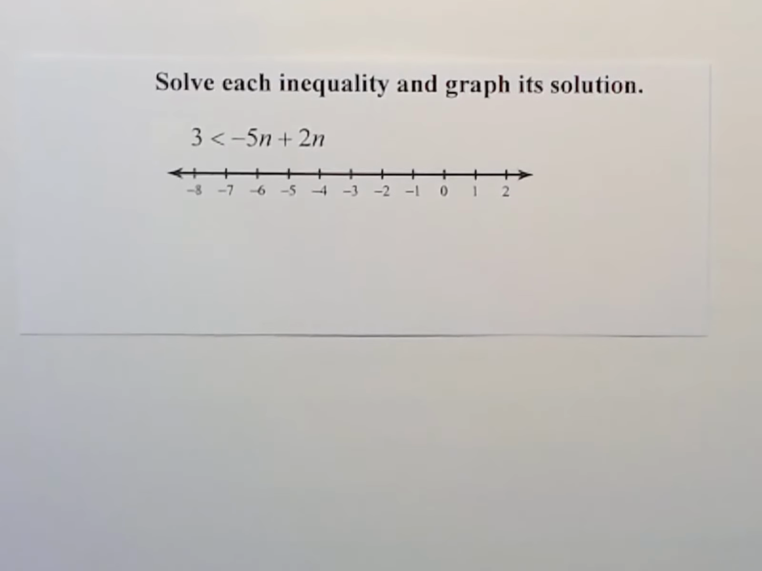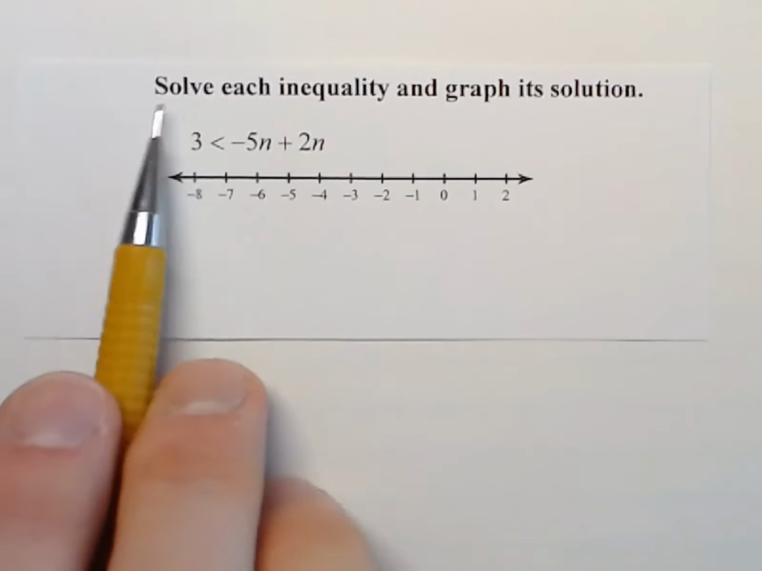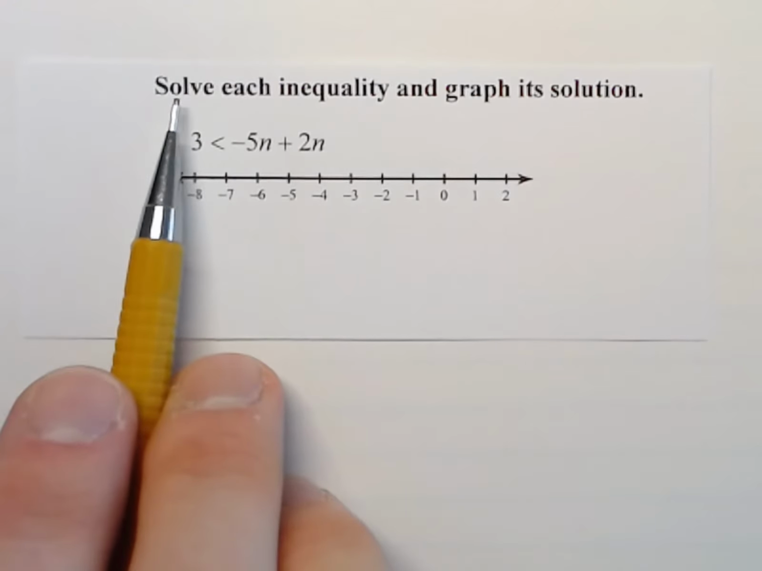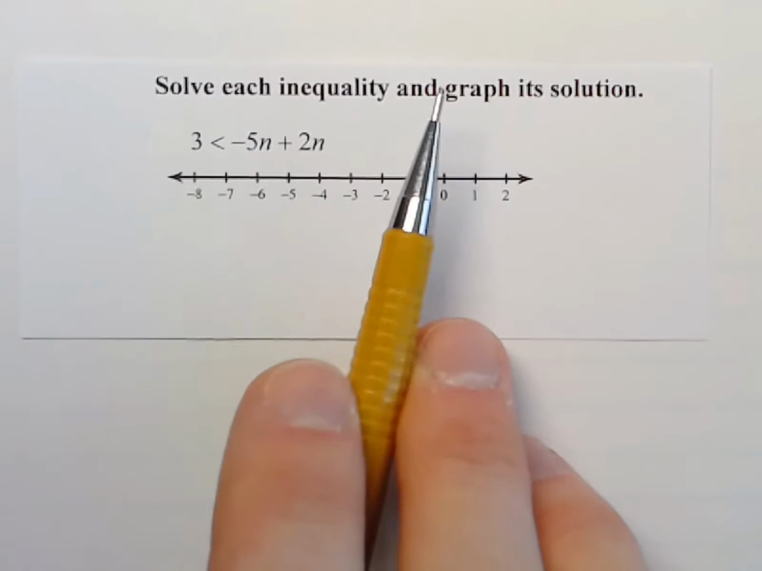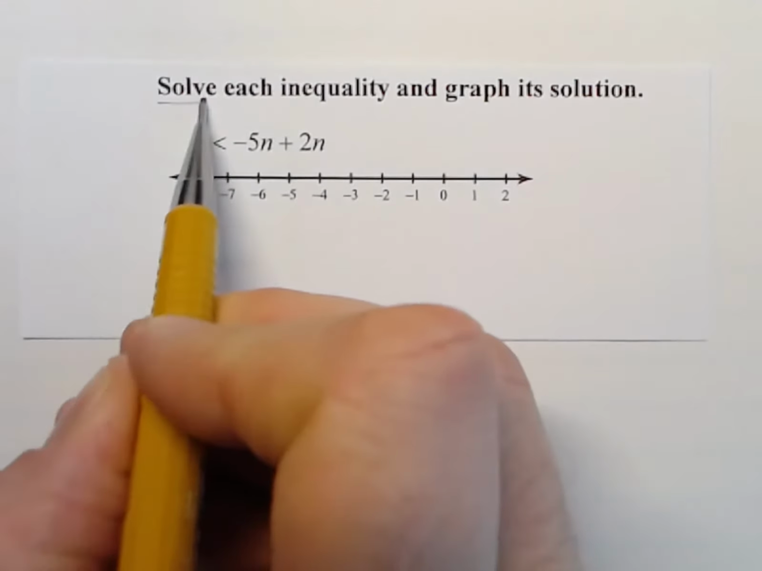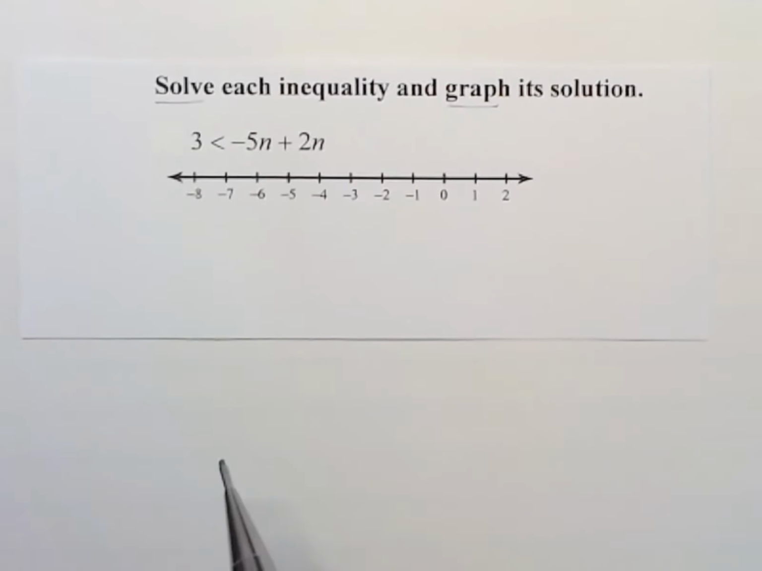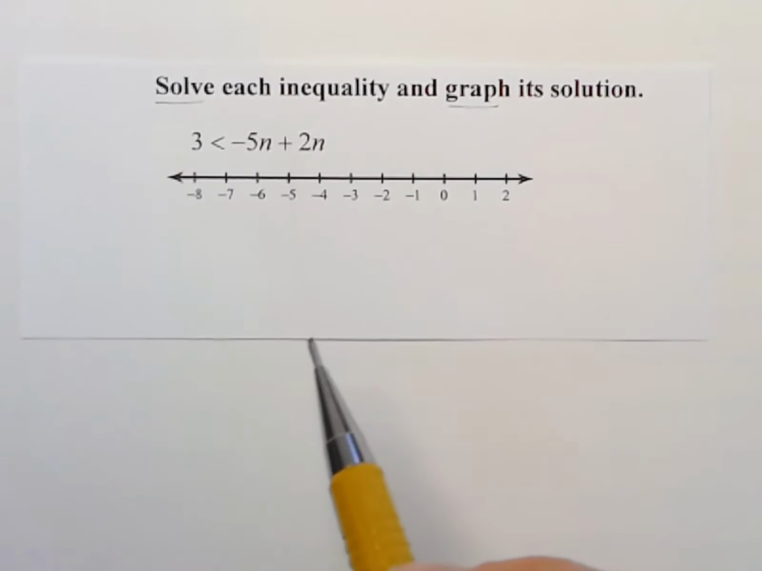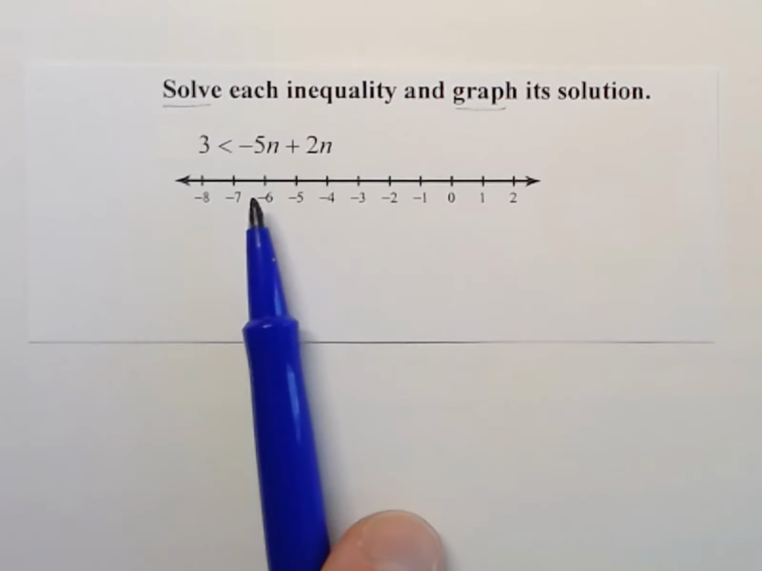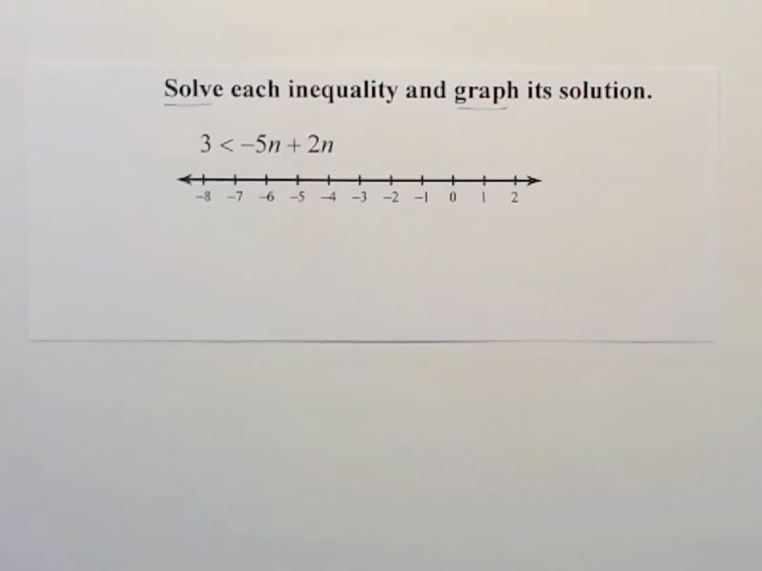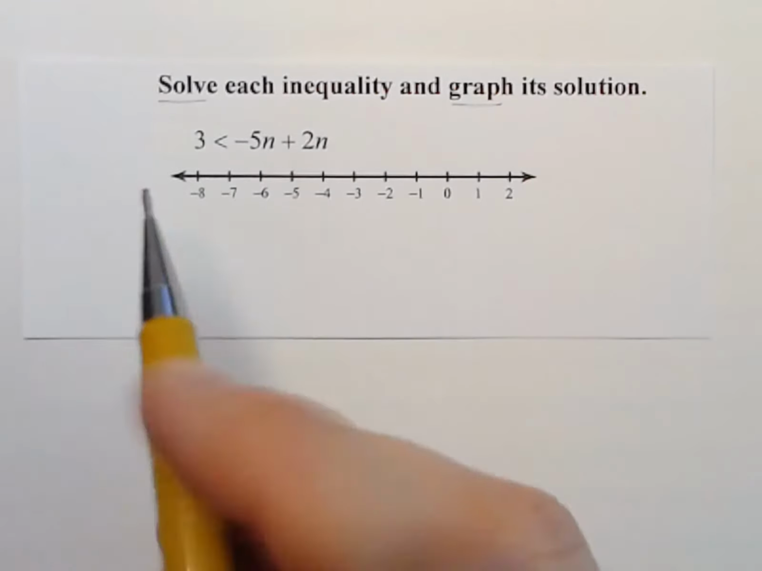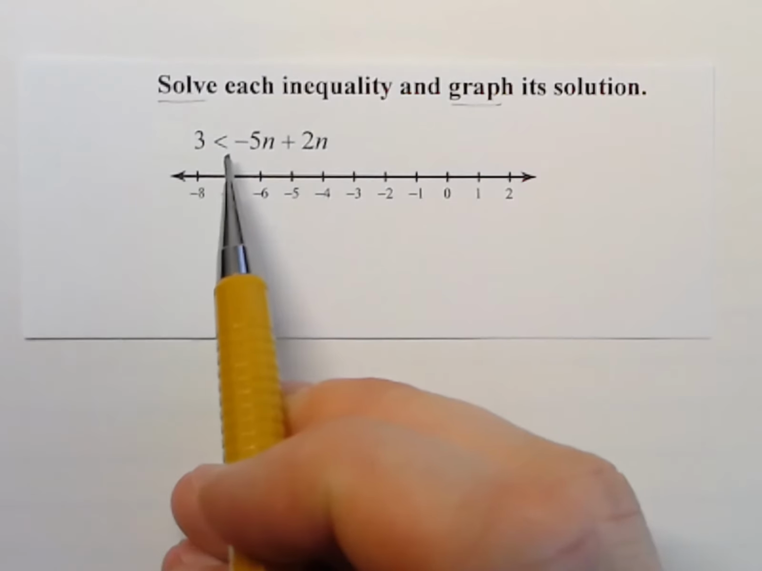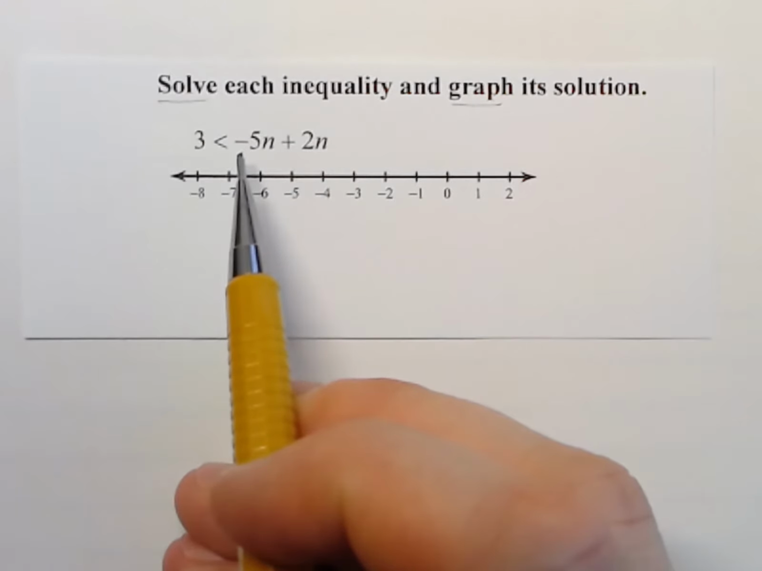And the directions here say solve each inequality and graph its solution. So we're doing two things, right? We're going to solve and then we're going to graph the solution. And what that means is that we're going to be drawing it on the number line, which I will be doing in blue. Okay, so the first one is 3 is less than negative 5n plus 2n.